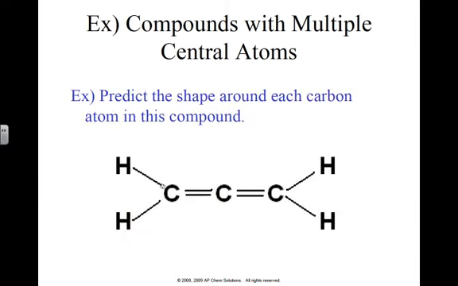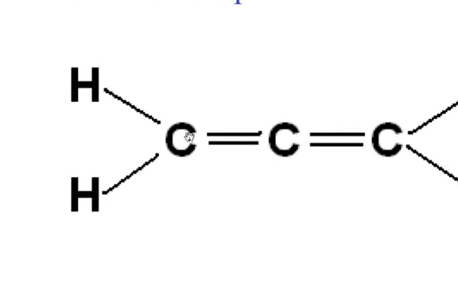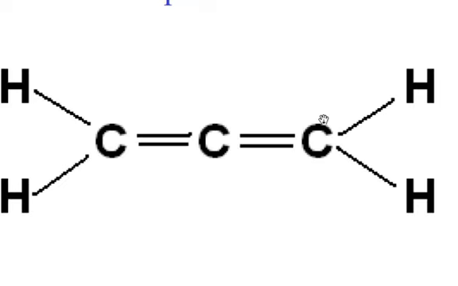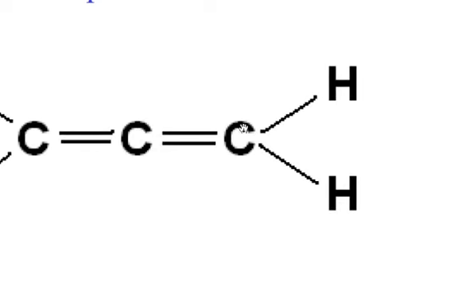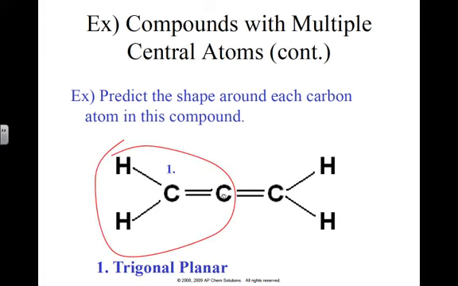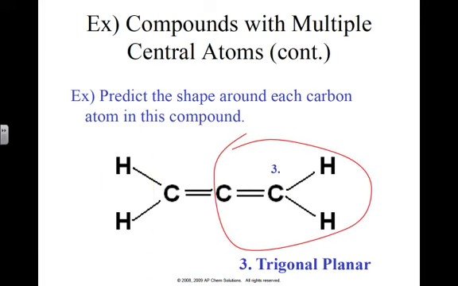If I'm looking at this guy right here, this carbon is doing what? 1, 2, 3 domains. That's called trigonal planar. This carbon is doing what shape? 1, 2. That's called linear. This carbon right here is also doing 1, 2, 3, so this is called trigonal planar. So I have basically a trigonal planar attached to another trigonal planar with a linear in between. Trigonal planar, linear, trigonal planar.